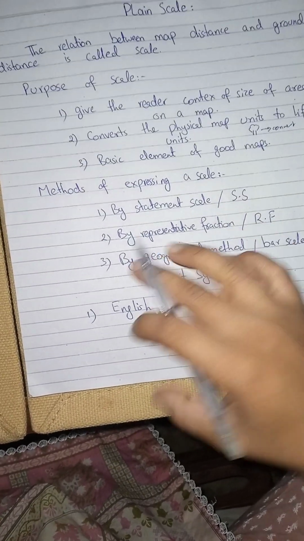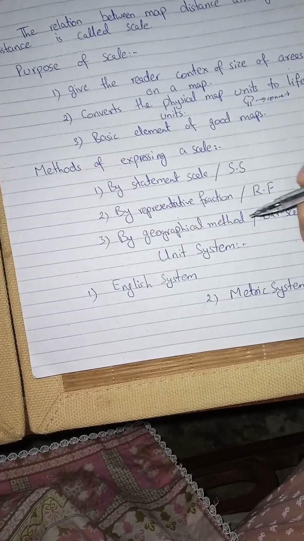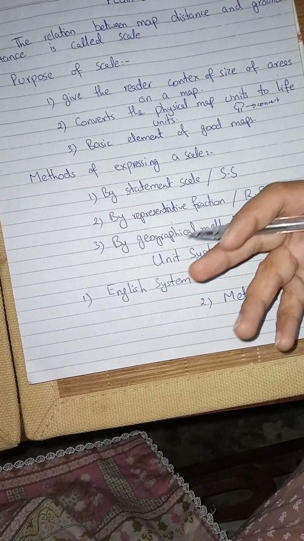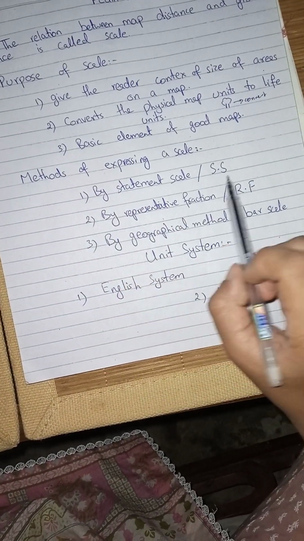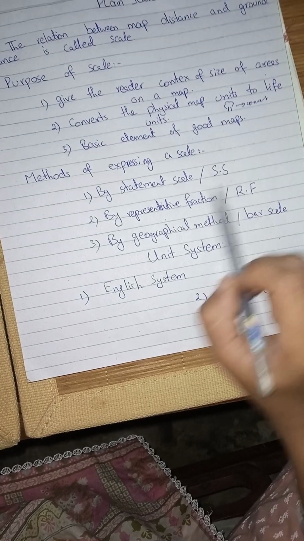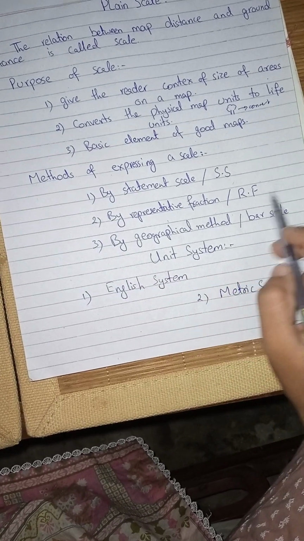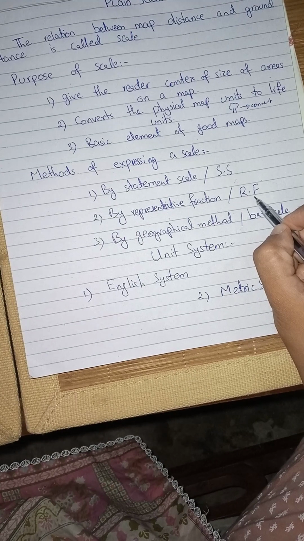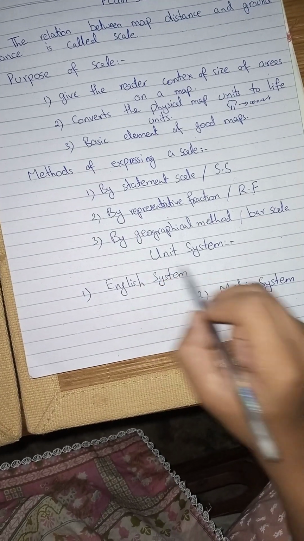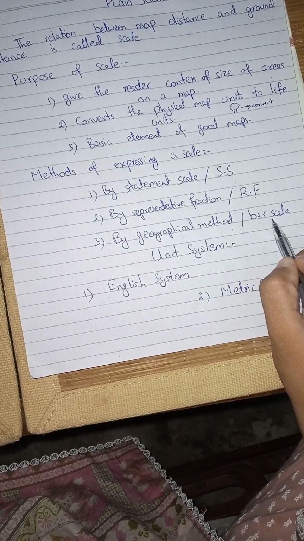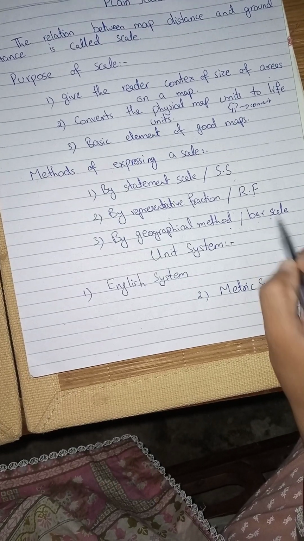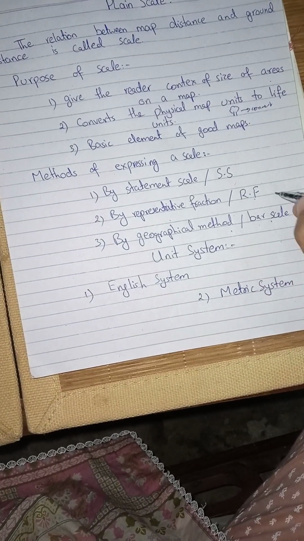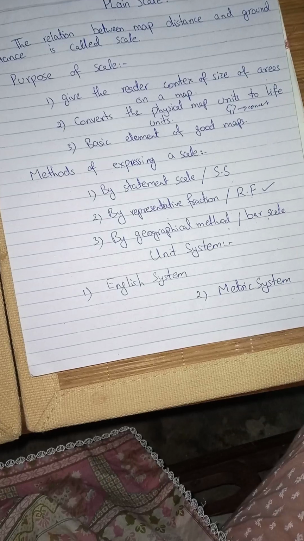There are basically three methods of expressing a scale: by statement scale, which we know as SS; by representative fraction, which in short form we call RF; and by the geographical method, which is basically a bar graph. First of all, we are focusing on RF.